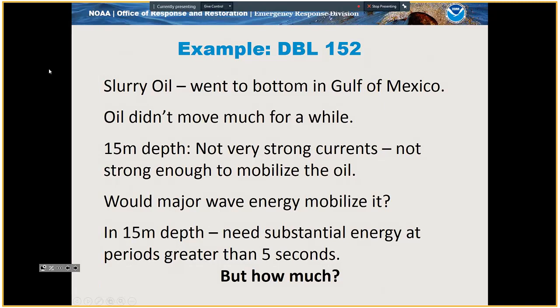This isn't about 15 meters of depth, and the currents weren't very strong, so there wasn't enough energy to really move. But would a big wave event look different? Potentially. In 15 meters of depth, you need substantial energy at wave periods greater than about 5 seconds. The longer the period of the waves, the deeper its motion is felt. 5 seconds is not a very big wave, not a very long wave. So we're definitely going to get that kind of energy out of the Gulf of Mexico.